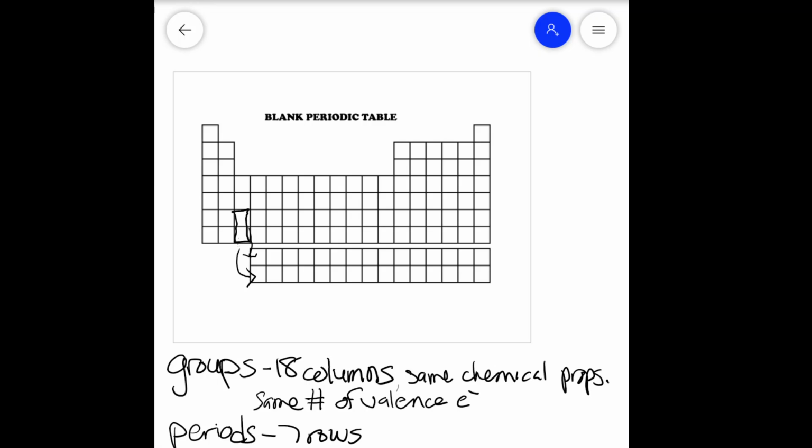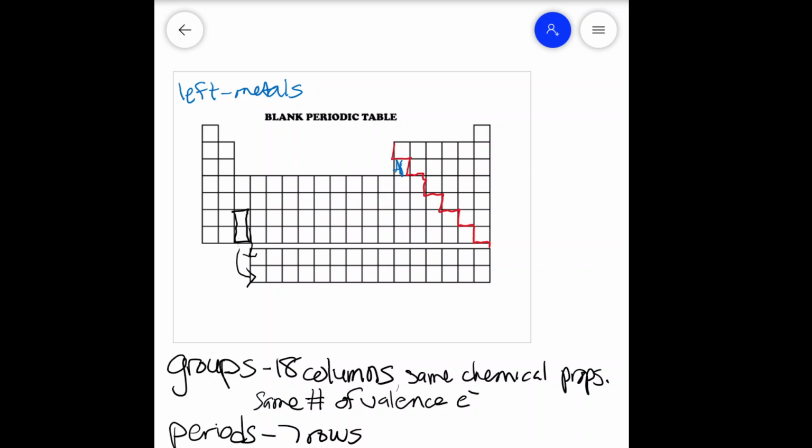Now, something important is this stair-step line. So the stair-step line, you start on the outside of boron, between boron and aluminum, and that separates your metals from your nonmetals. So everything to the left, except for hydrogen, is a metal. Aluminum is also a metal. Most of the ones touching the stair-step are metalloids, but aluminum is most definitely a metal. And then everything over here and these 2 rows at the bottom, those are all metals. So the left of the periodic table is metals.